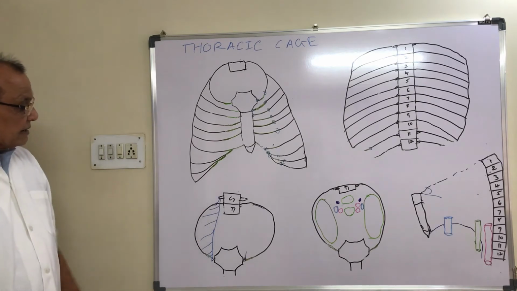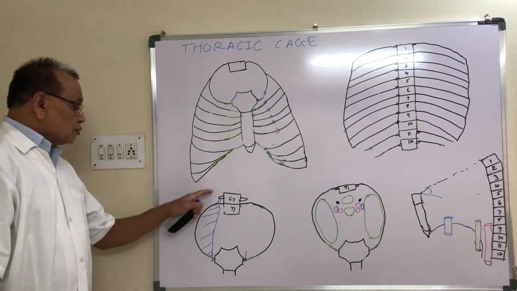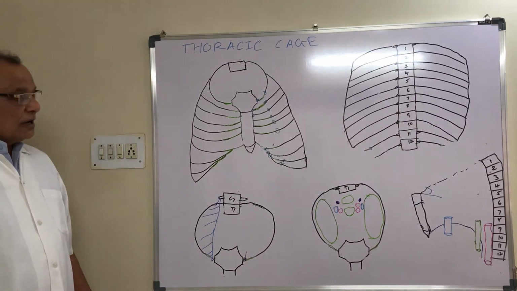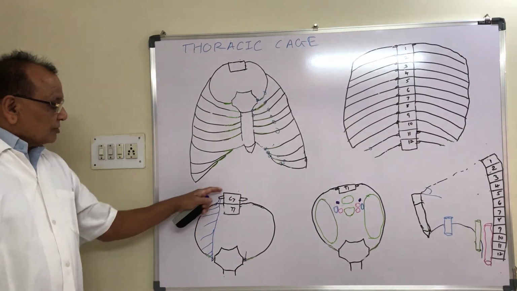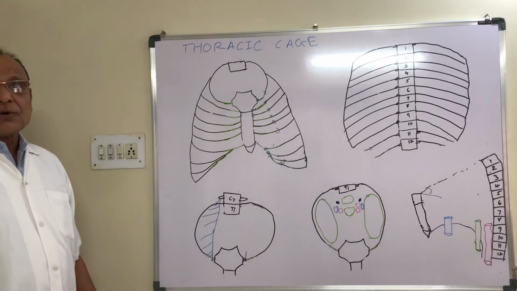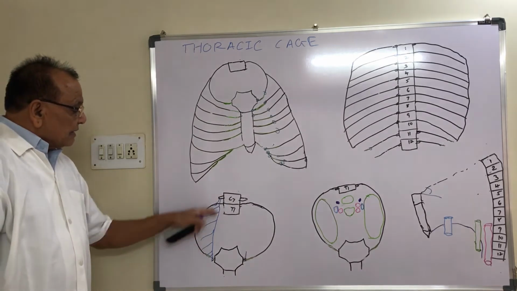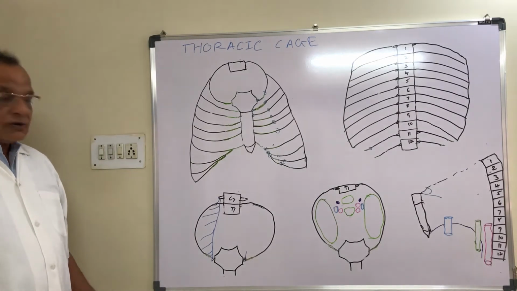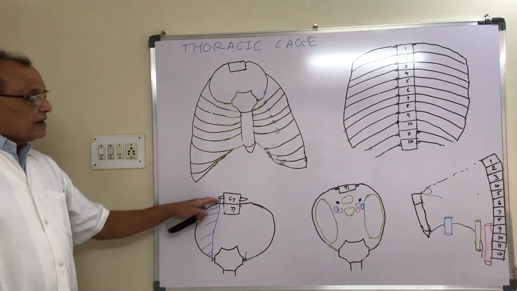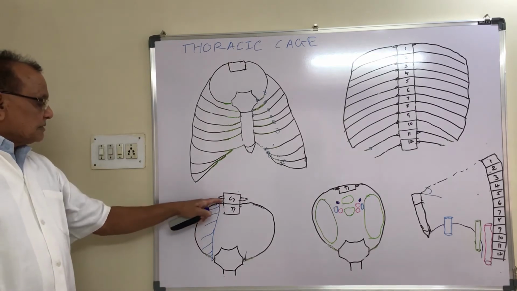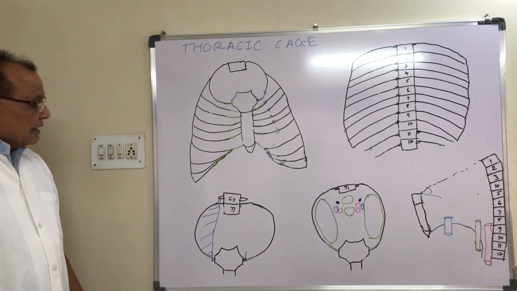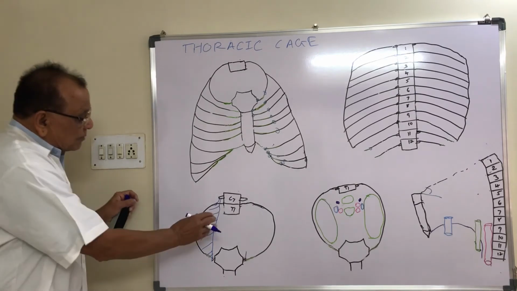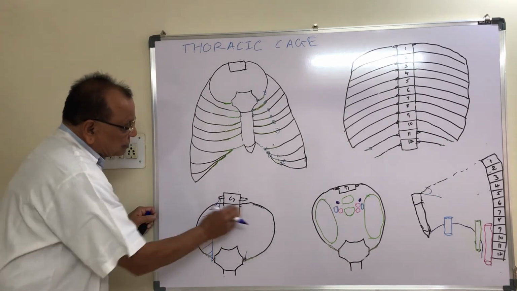Suprapleural membrane is one name. The second name of the suprapleural membrane is Sibson fascia. And its third name is diaphragm of the inlet of thorax. So suprapleural membrane is one name, Sibson fascia is the second name, and diaphragm of the inlet of thorax is the third name.